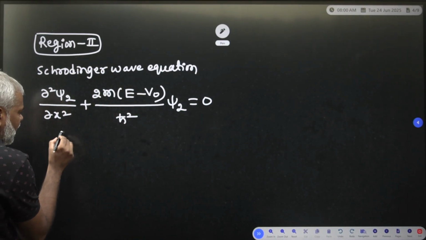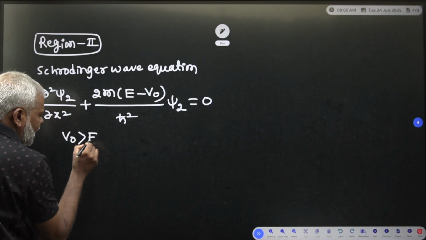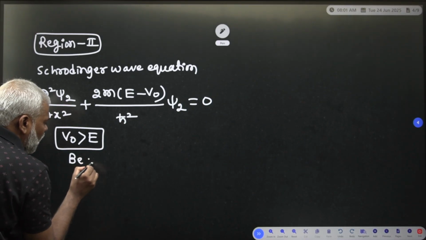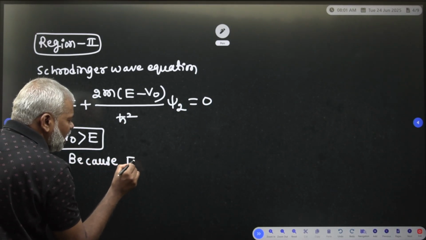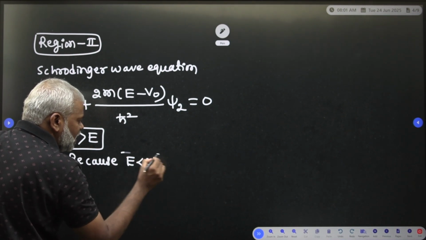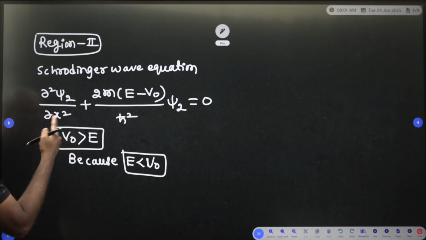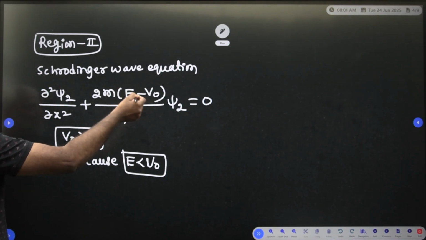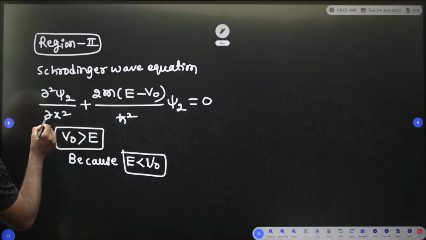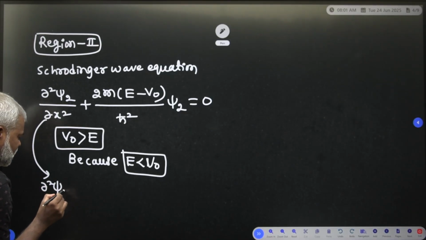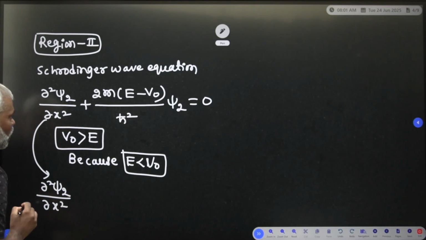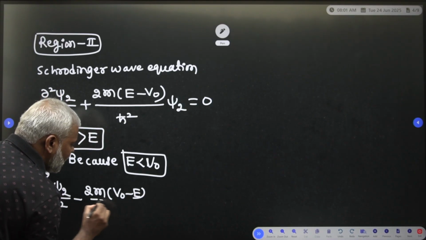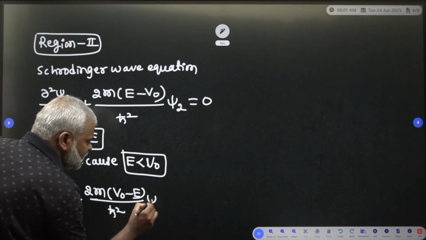But here V naught is greater than E, because our condition is E is less than V naught. So E minus V naught is negative, and that is why you have to rearrange this expression. Dou square psi 2 by dou x square minus 2m into V naught minus E divided by h cut square into psi 2 is equal to 0.